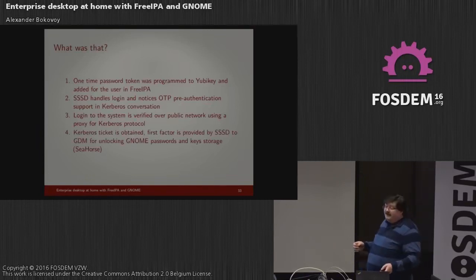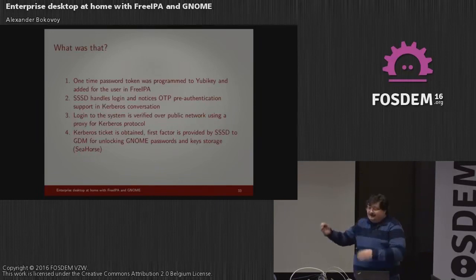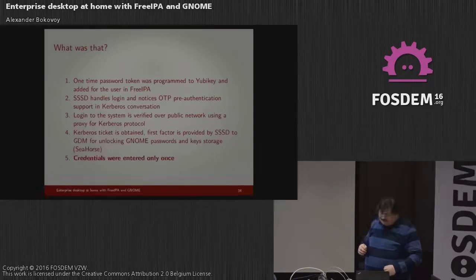The first factor is then provided further to the keyring for unlocking the GNOME passwords. Because if I provide the full password plus the token value on the first login to the machine, when the GNOME password and key storage is created, then I effectively wouldn't be able to unlock it the next time, because the token will change next time. So it took some time to separate these problems and get a bit of smart logic to handle this.